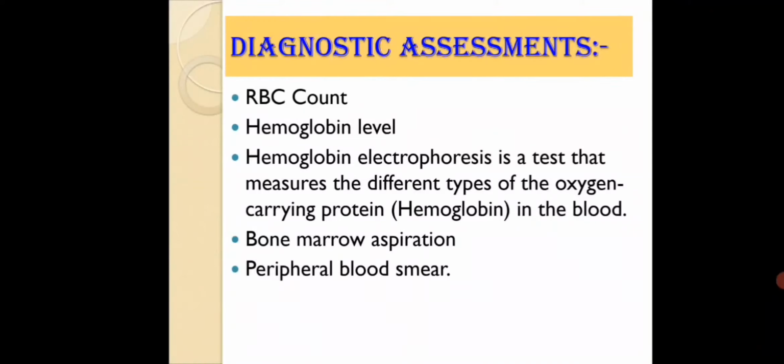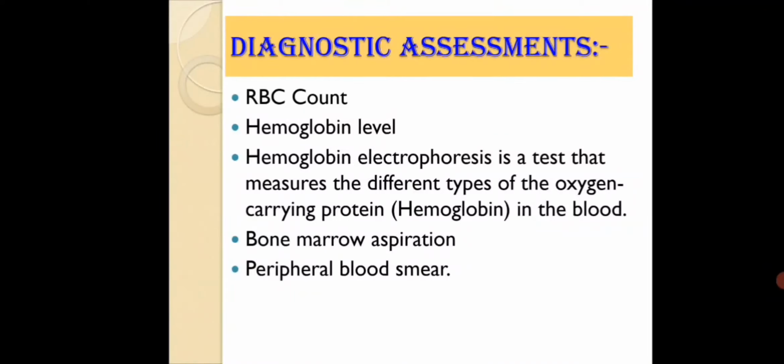Next is hemoglobin electrophoresis. This is an investigation mainly done to find out the oxygen carrying capacity of the hemoglobin in the blood. Next, to identify or rule out the basic root cause, bone marrow aspiration can be done to identify whether the patient is having a problem with the formation of RBC, premature formation of the RBC, or rupture of RBC. What is the exact problem? Next, peripheral blood smear.